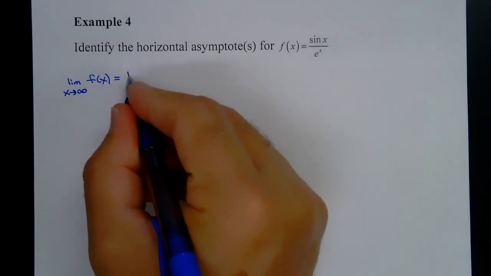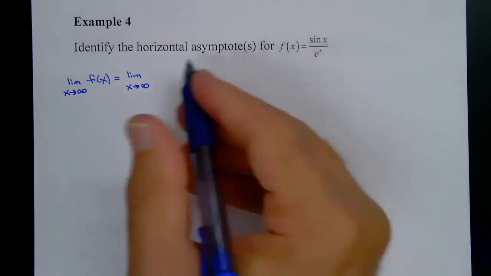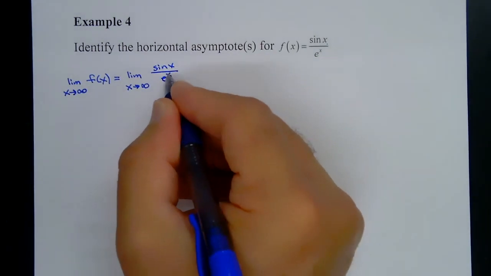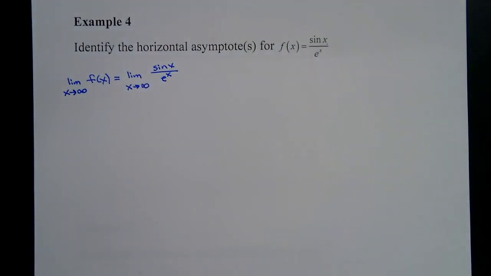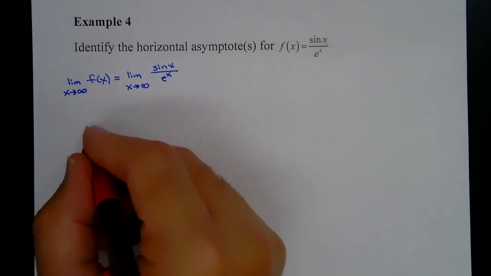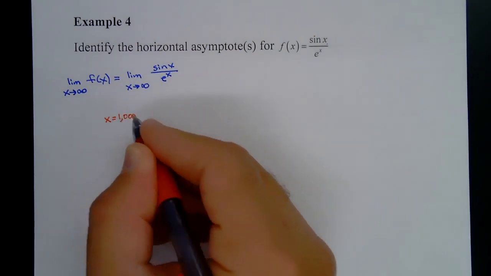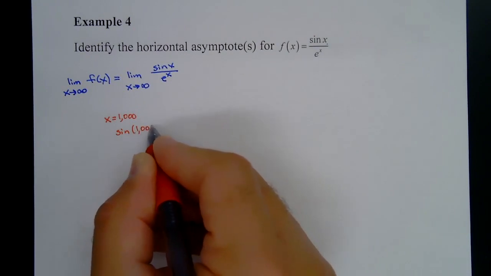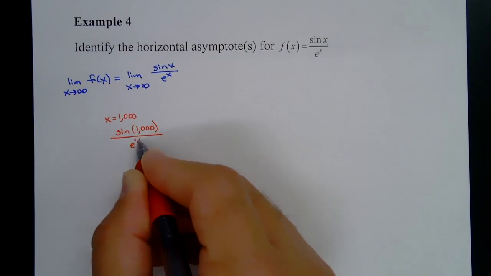Okay, so to do this, we're going to take a look at what is the limit as x is approaching infinity of sine of x over e to the x. All right, to do this one, I'm going to use a big number to help us figure out what's going on. So I'm going to pick x equal to, let's say, 1,000. So what we would have here is sine of 1,000 over e to the 1,000.